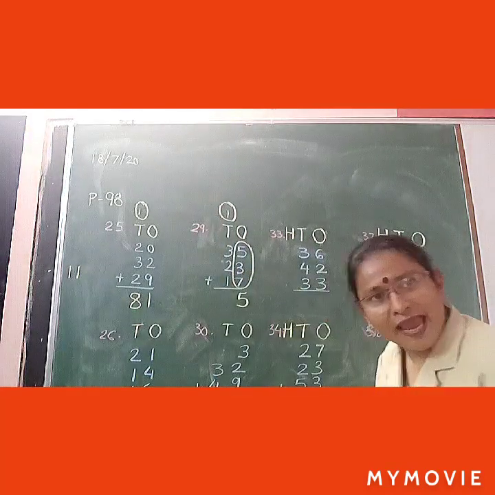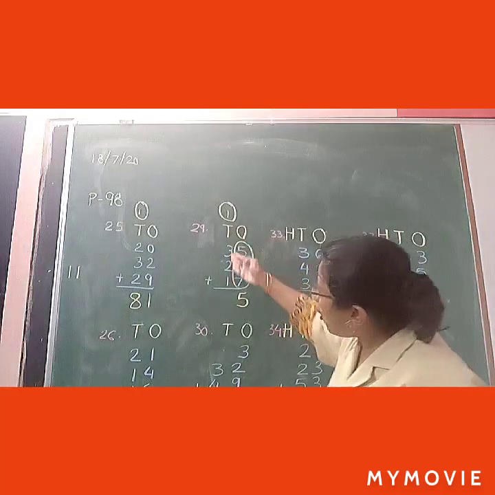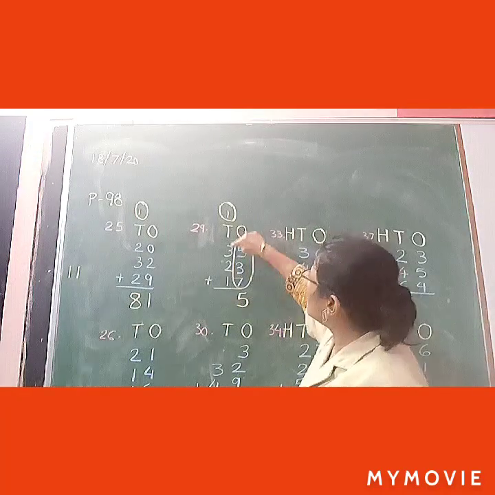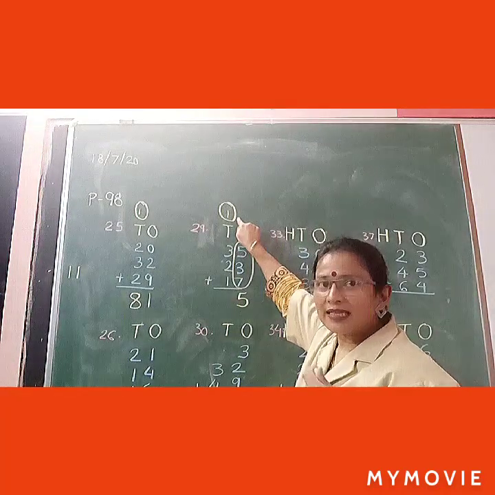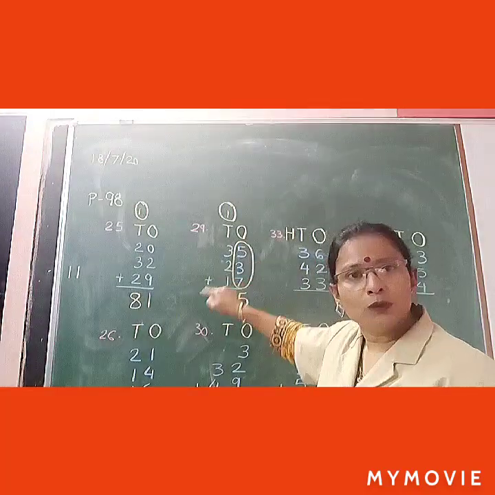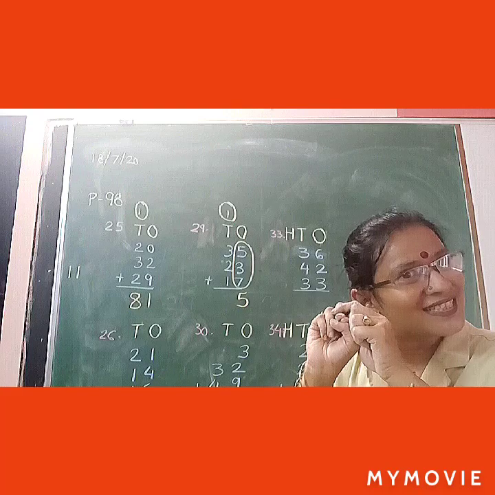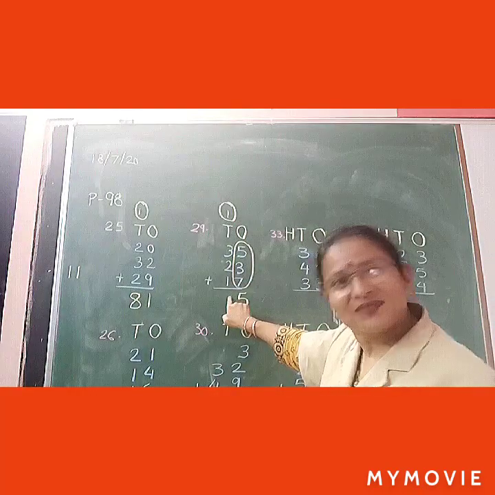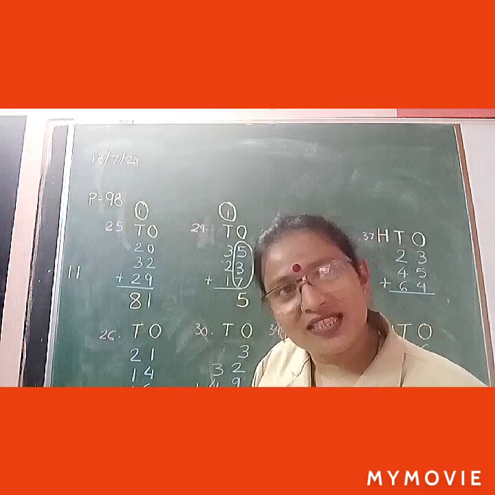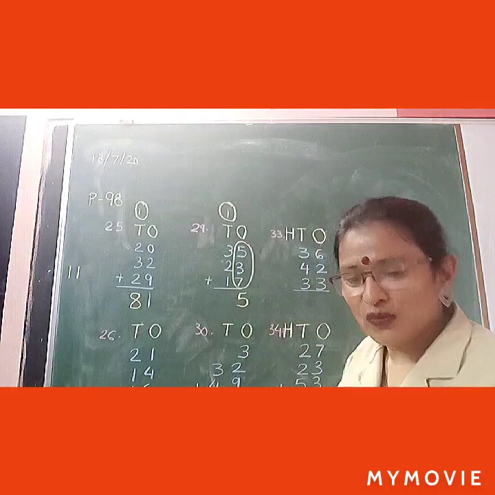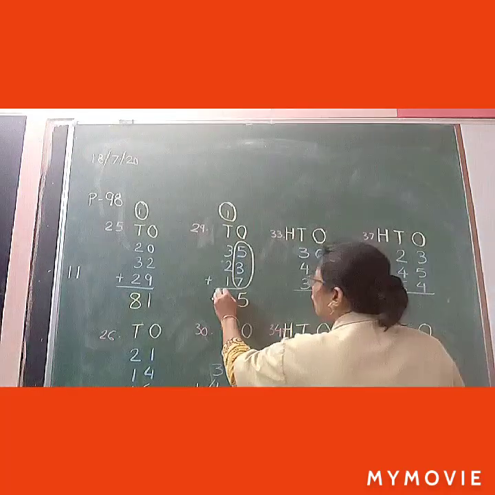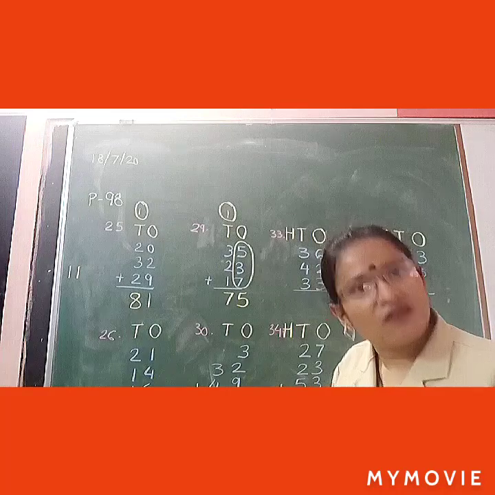1 will be carried. Now we will add all the numbers which are in tens place and the carried number. 3 plus 1. Next number after 3, that is 4. Yes, 4 plus 2, 5, 6. 6 plus 1, 7. 6 plus 1 is 7. Because after 6 what comes? 7. So answer is 75. So we will write here 75.